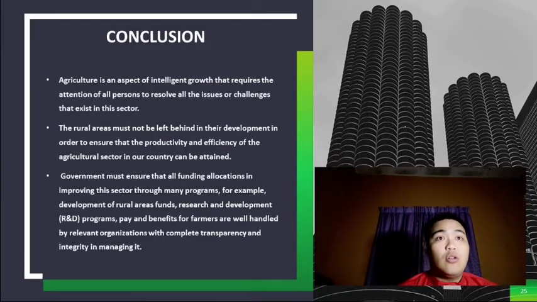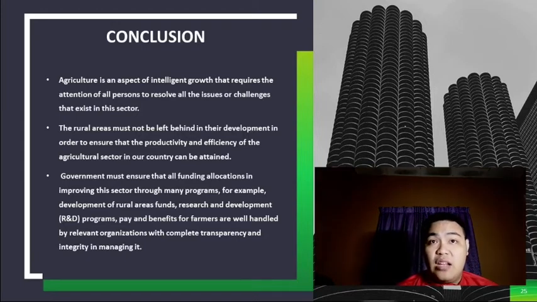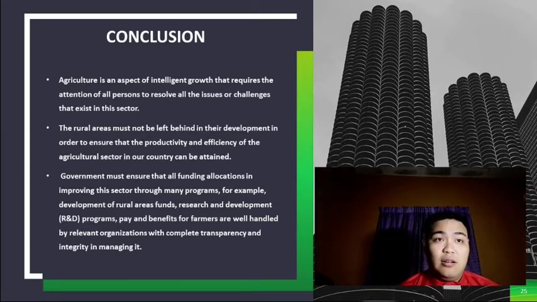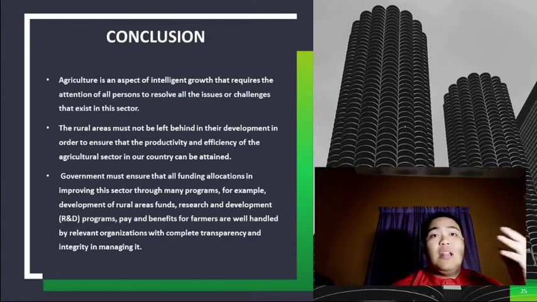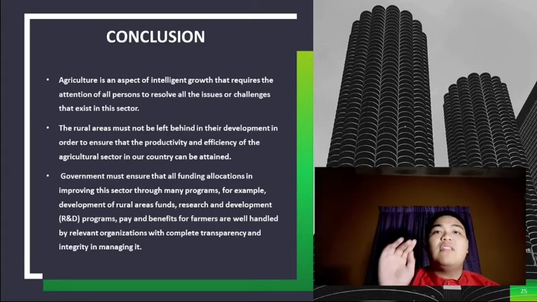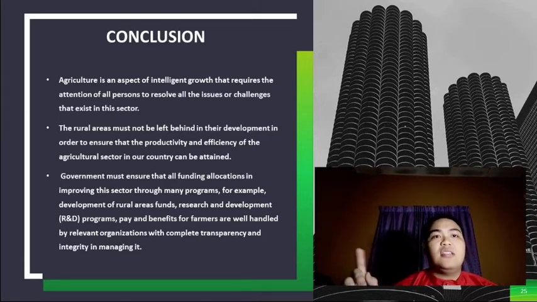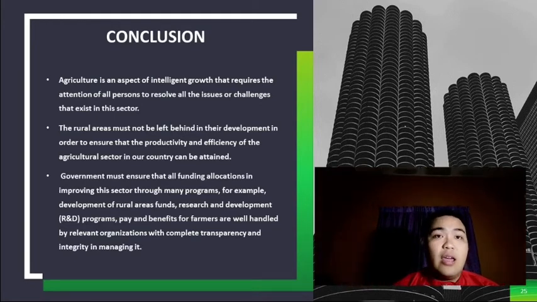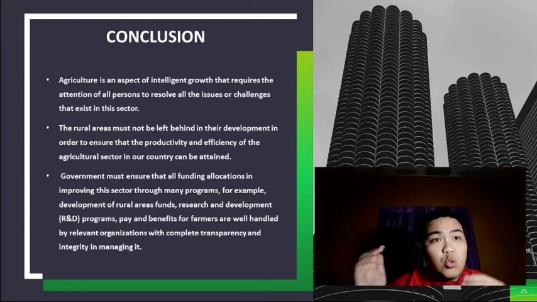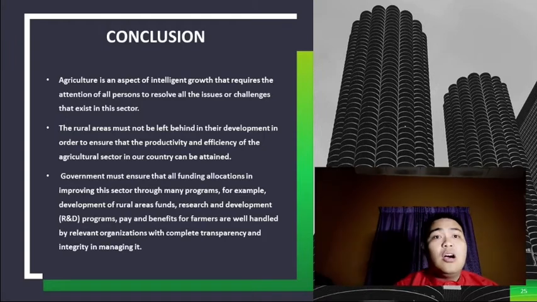Okay. In conclusion, agriculture is an aspect of intelligent growth that requires the attention of all persons to resolve all the issues or challenges that exist in this sector. The government must recognize that Malaysian agriculture and the rural socio-environmental resources have a symbiotic relationship with direct consequences for agricultural sustainability and the vitality of rural areas. These areas must not be left behind in their development in order to ensure that the productivity and efficiency of the agriculture sector in our country can be attained.